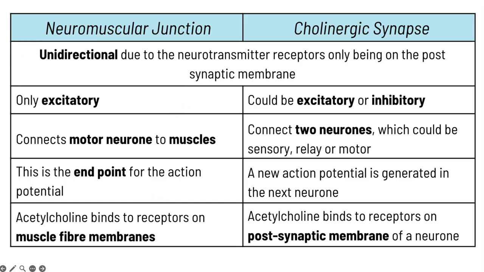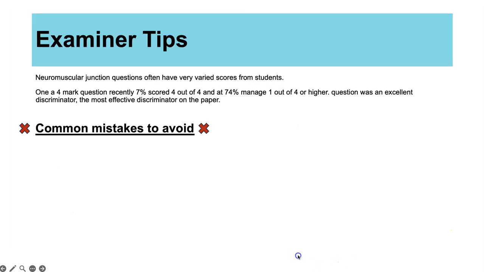And lastly, with the neuromuscular junction, it's that point we were just saying previously, knowing exactly where the neurotransmitter binds. So on a neuromuscular junction, it binds to the sarcolemma, or the receptors on the sarcolemma, I should say, and you could also phrase it as receptor on the muscle fibre membranes, because that's what a sarcolemma is. Whereas in the cholinergic synapse, it binds to receptors on the postsynaptic membrane of the neuron.